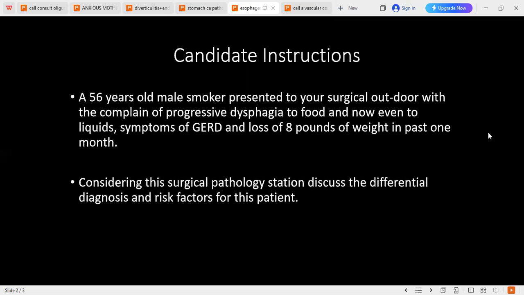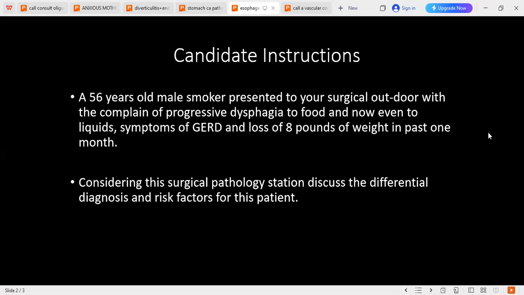So, considering this is the surgical pathology station, what differential diagnoses would you consider for this patient? This patient may have carcinoma of the esophagus, achalasia cardia, a motility disorder, or corrosive stricture. What might be the risk factors contributing to this condition? I consider smoking, GERD, alcohol, obesity, and other causes.